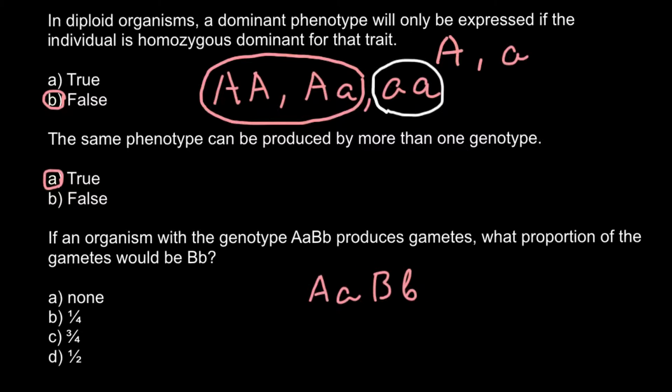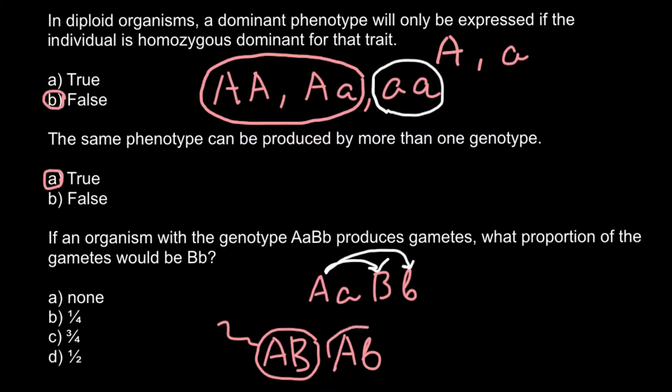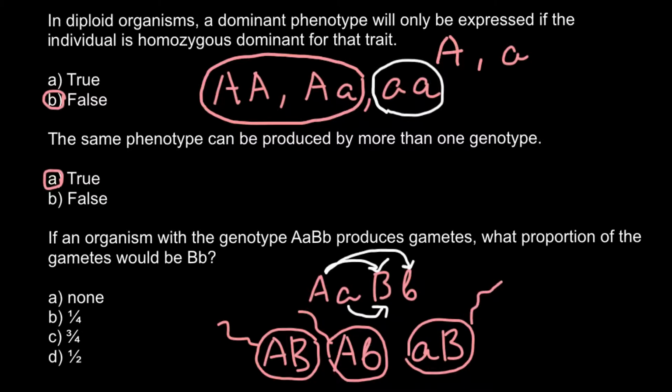Diploid organisms produce haploid gametes, and what variants would there be? So the first variant would be capital A and capital B. This would be the first gamete. A gamete can be an egg cell or sperm. So for example, this would be a haploid sperm or gamete. The second variant would be capital A and small b. So capital A and small b. This would be another variant of the gamete. And the third variant would be small a and capital B. Small a and capital B. And the last variant would be small a and small b. So small a and small b.